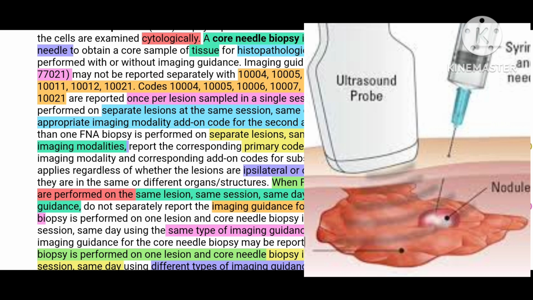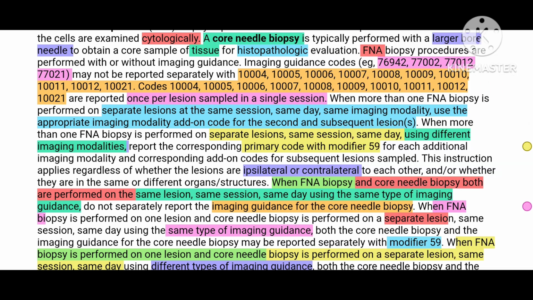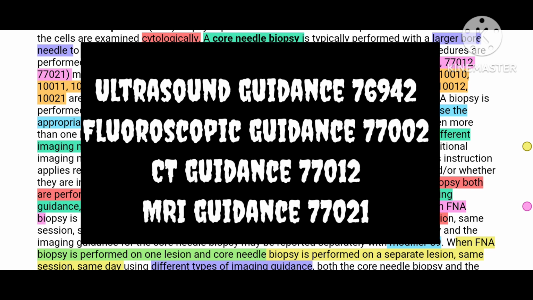For that only they will use this guidance, and that can be of 4 methods of X-ray and scans. So there are 4 imaging guidances, and for them we have separate codes. The codes for imaging guidance belong to the radiology chapter, so they will always start with number 7. We have 4 important guidance codes. The first one is 76942. That is used for ultrasound guidance. 77002. That will be used for fluoroscopic guidance. 77012. That will be used for CT guidance. And 77021. That is used for MRI guidance.